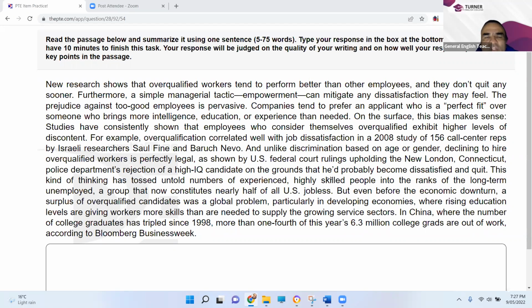Simon. So whereas the underlying principles of overqualified workers tend, so Simon, what is tend here? What part of speech is tend?